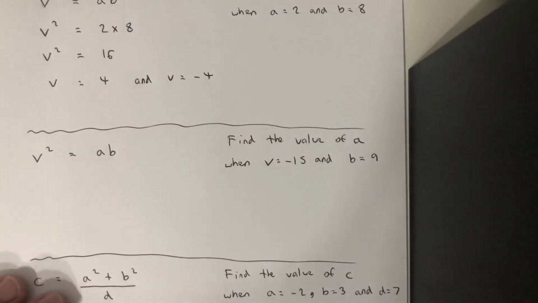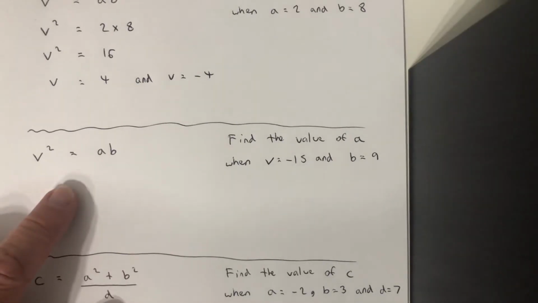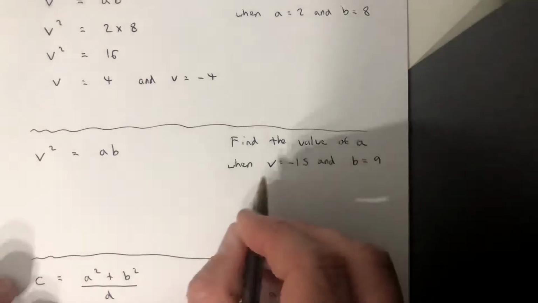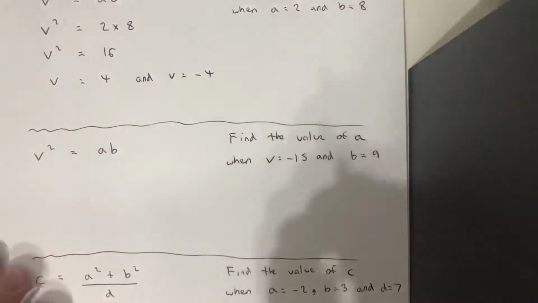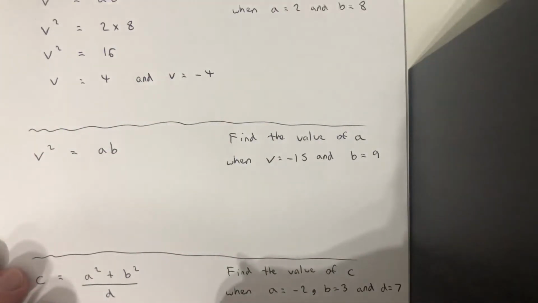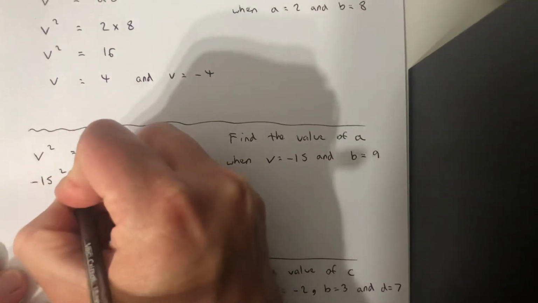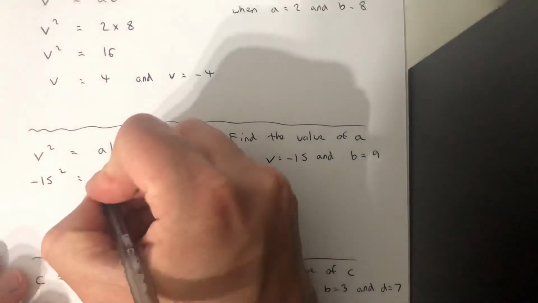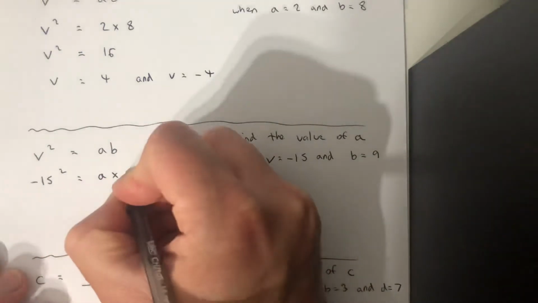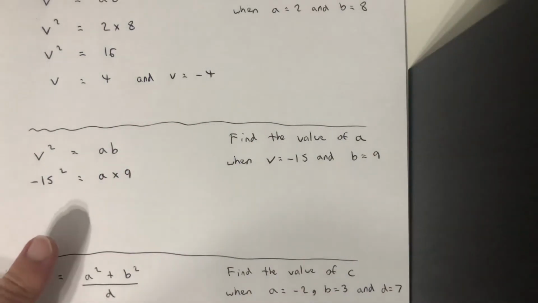The next one here, find the value of A. Same formula, V squared equals AB, but just rearranged, when V is -15. So watch carefully now, because I wonder if you spot it. -15 squared equals A times B is 9. Okay, what's wrong with that?